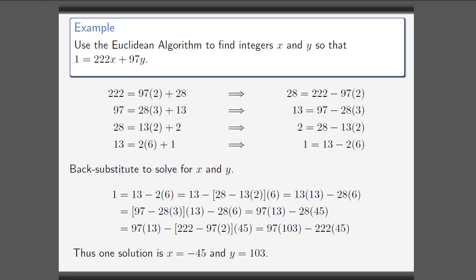And this will work every time with the Euclidean algorithm. As long as those two numbers are relatively prime, then we can write 1 as a linear combination of those two values.